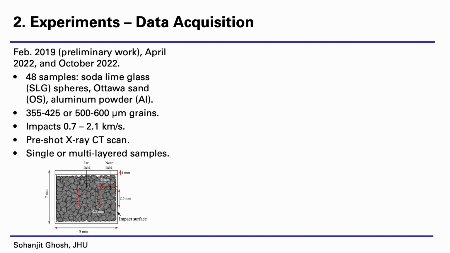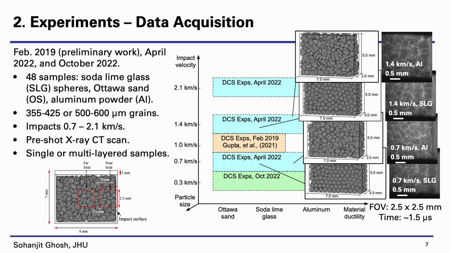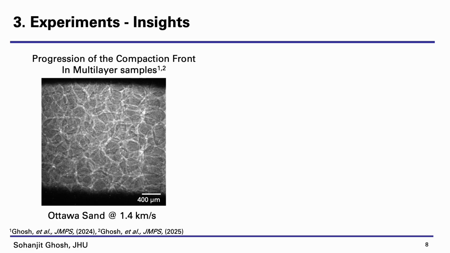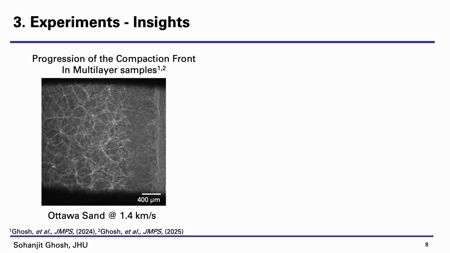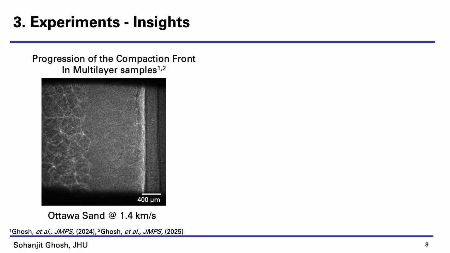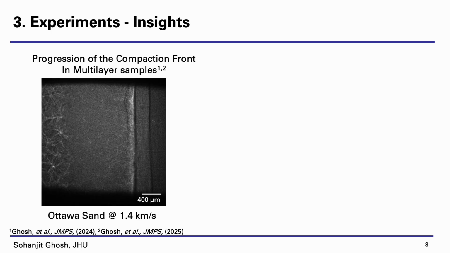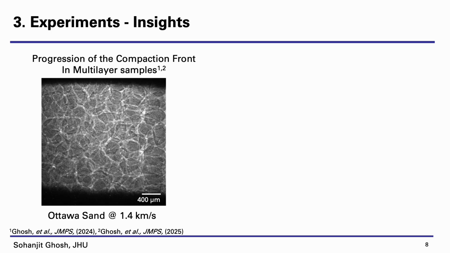We also looked at different regions of the sample, and this chart provides a summary of our experimental efforts. So at the end of the experiments, we get a series of eight images, and this is what it looks like. When you stitch them together, we can see the grains getting compacted. Although qualitative, we get very important insights into the compaction process. In the video on the left, we can see something called the compaction front, which is the front of the compacted region or the dark region in the X-ray images.